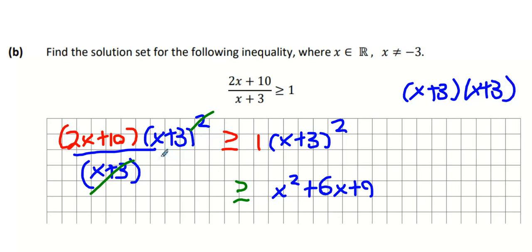And on the other side, we get 2x multiplied by x is 2x squared. 2x multiplied by 3, 6x. 10 multiplied by x, 10x. 10 multiplied by 3, 30. Okay, what's next on my list then?